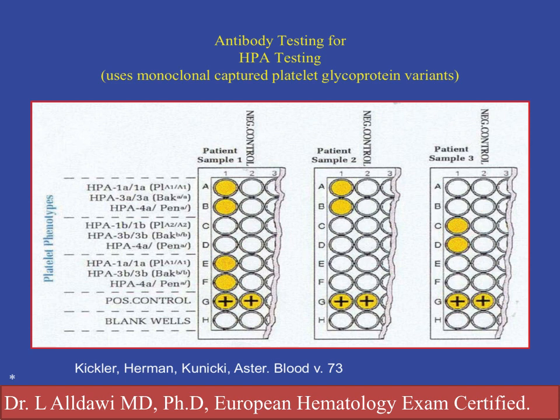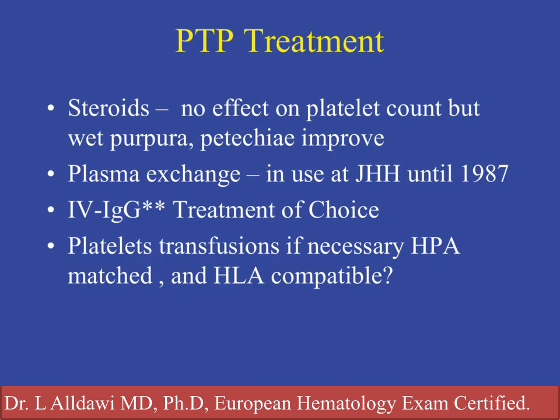And now we can do ELISA testing on a daily basis to detect antibodies against any of these antigens. Treatment of post-transfusion purpura: in the past, we used steroids and plasma exchange. Nowadays, IVIG, intravenous immunoglobulin, is the treatment of choice. We can give platelet transfusions if necessary, which means if the patient is bleeding, and they have to be HPA matched and HLA compatible, as almost always HLA antibodies are present.